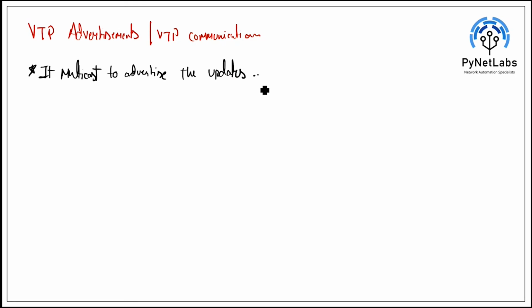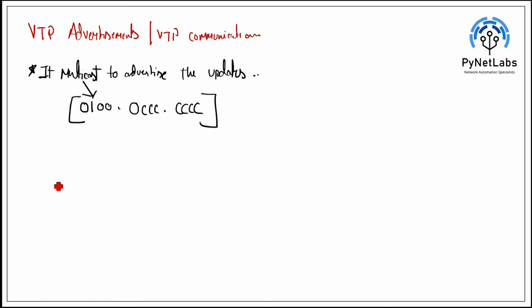Now, what is the multicast MAC address used by VTP? The address used by VTP is 01-00-0C-CC-CC-CC. This is the multicast address used by VTP to update inside the network.